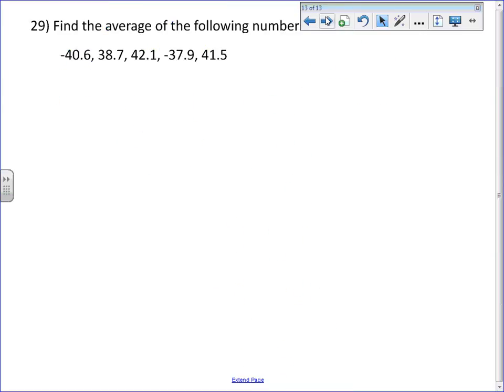And the last question, find the average of the following numbers. To find the average or mean, add, so we get the sum, and then divide by how many numbers there are. So in this case, there's 1, 2, 3, 4, 5. So you're going to add them all up, find the sum, and you're going to divide that number by 5. So let's add them up.